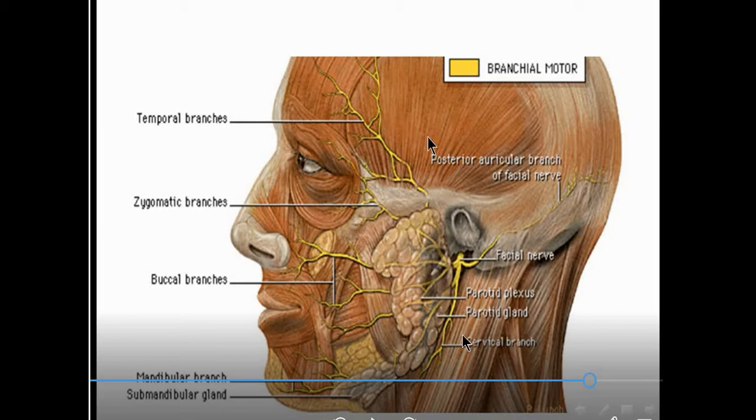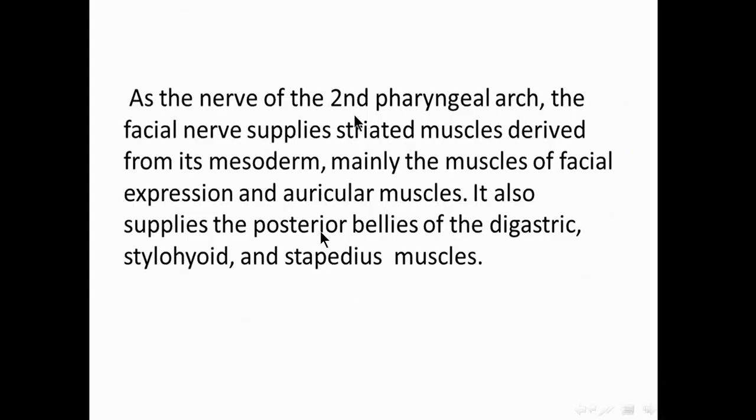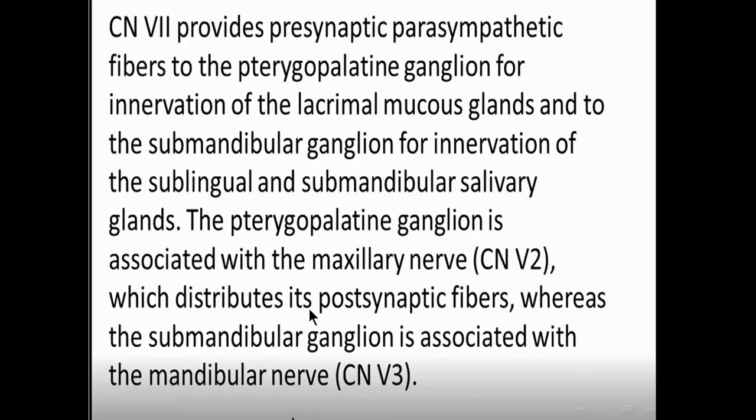and the cervical branch. As the facial nerve is the nerve of the second pharyngeal arch, the facial nerve supplies the striated muscle derived from its mesoderm, mainly the muscles of facial expression and the auricular muscles. It also supplies the posterior belly of digastric muscle and the stylohyoid muscle and the stapedius muscle.